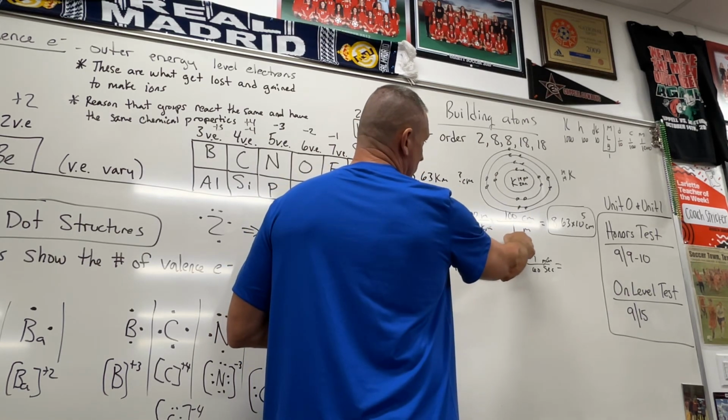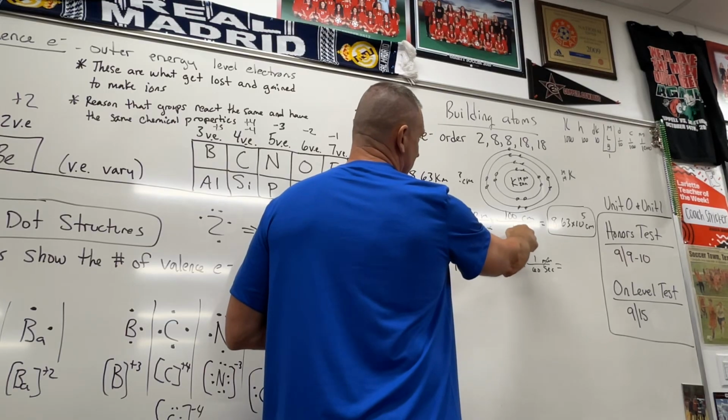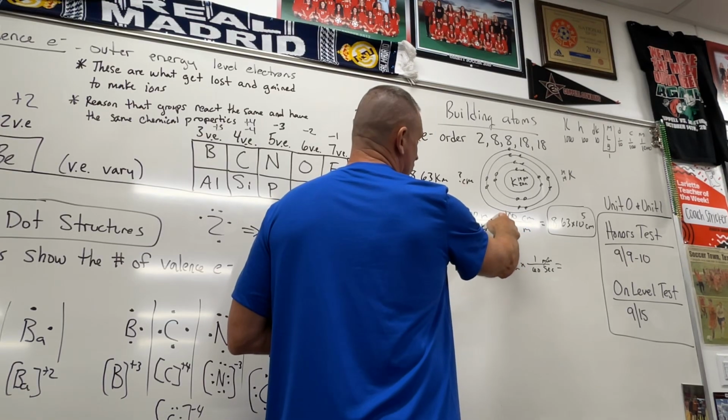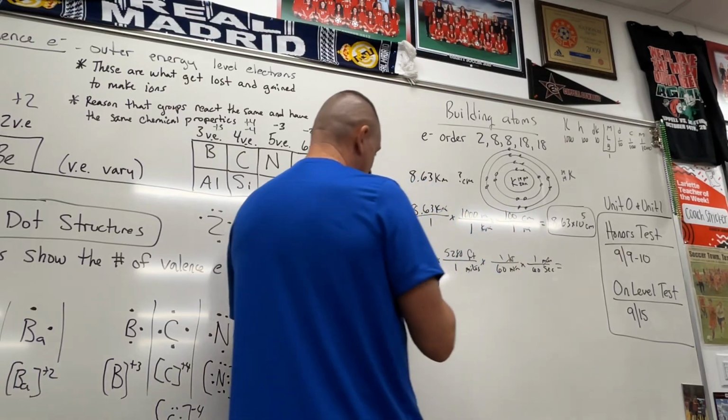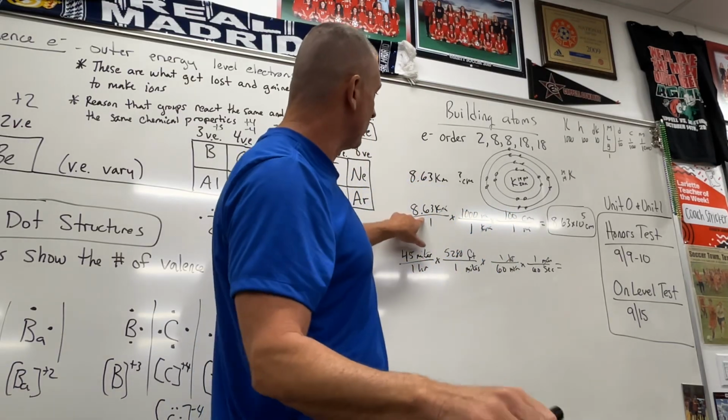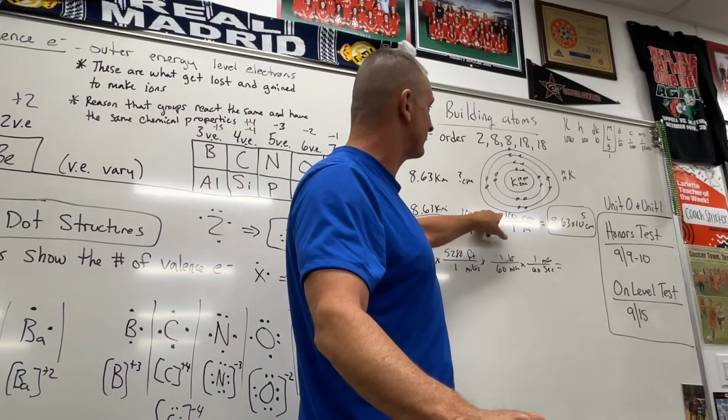Okay, well, which one's bigger? A meter's bigger. Okay, so it gets to 1. How much bigger? 100 times bigger. So that would get rid of meters. And then you're going to multiply 8.63 times 1,000 times 100.